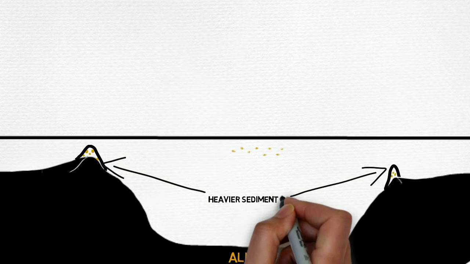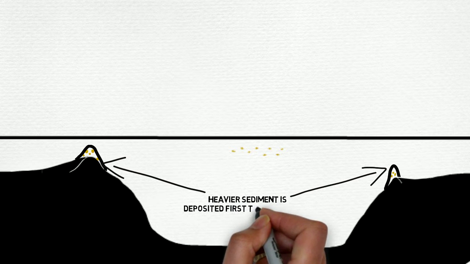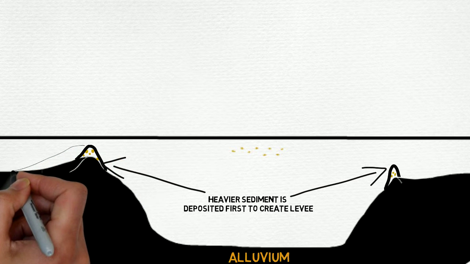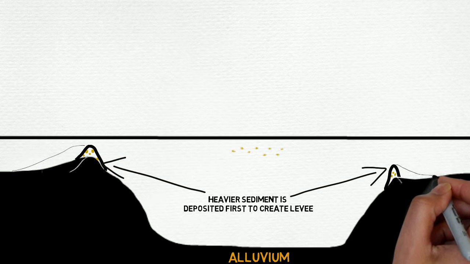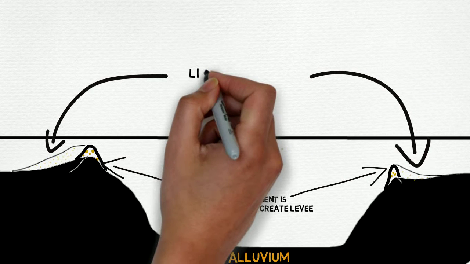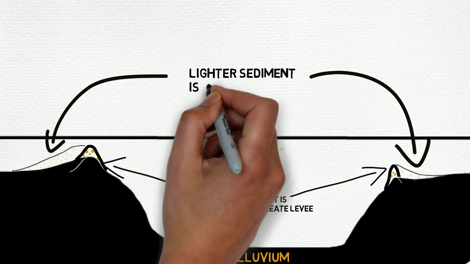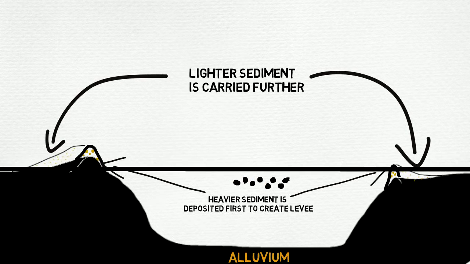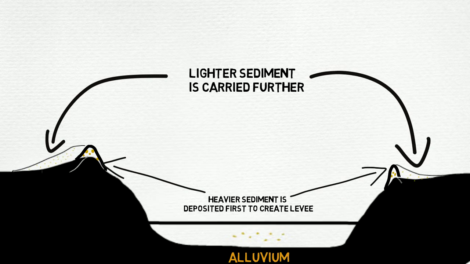During a flood, the heaviest material is deposited first. As the river's energy decreases, this heavy sediment creates the levee. Smaller, finer sediment can be carried a little further, even though the river is losing energy, and that's because this fine alluvium is lighter and needs less energy to carry it.